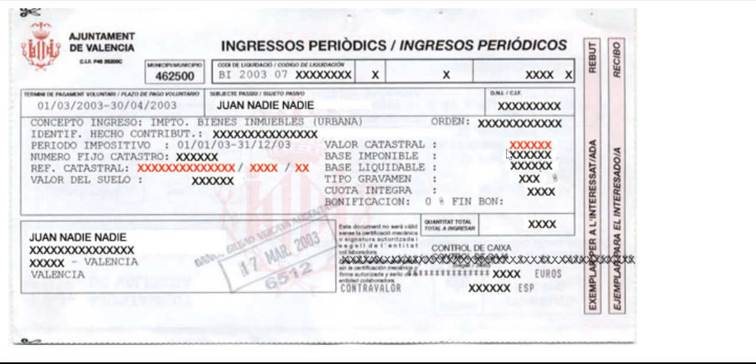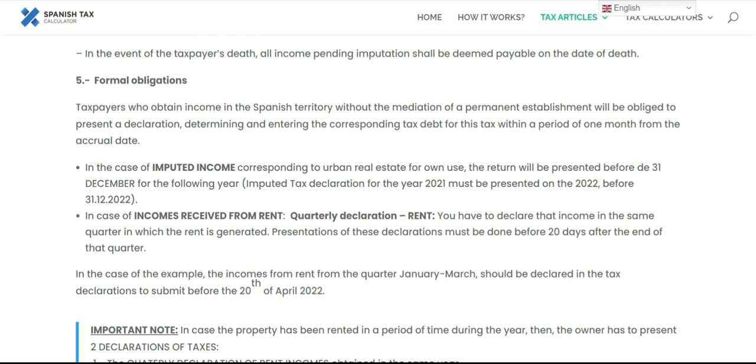The cadastral value of the property, you can find it in the council tax bill that you receive yearly for the council tax of the property. So this is valor cadastral, which means cadastral value. For example, imagine that it is 60,000 euros. The Spanish system considers that 2% of the cadastral value will be the income that this property is receiving during the time in which it's not rented during the year.